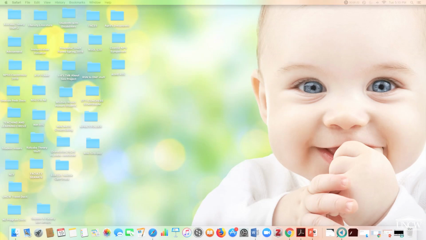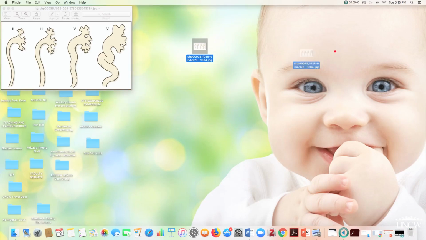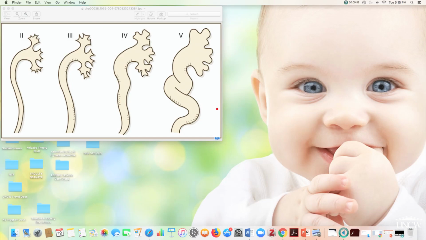All right, so next I wanted to go over, let's see if I can find the picture for that. I had a really good one. There it is. All right, so children, we were just talking a little bit about vesicoureteral reflux. Vesicoureteral reflux is graded between 1 and 5.